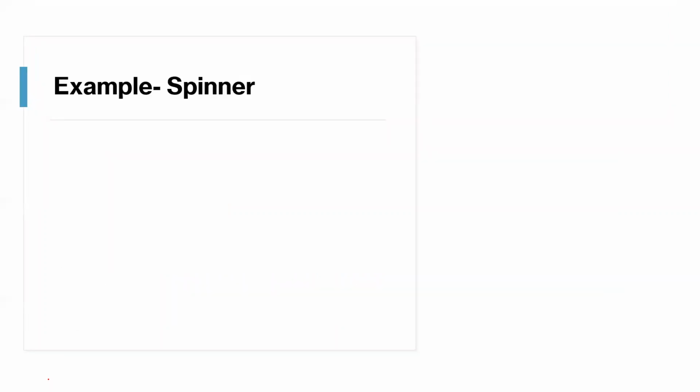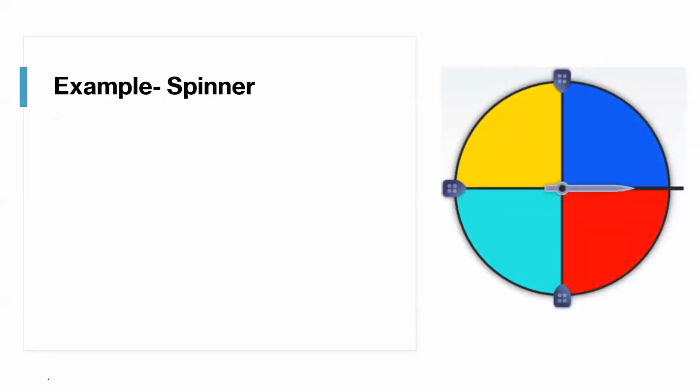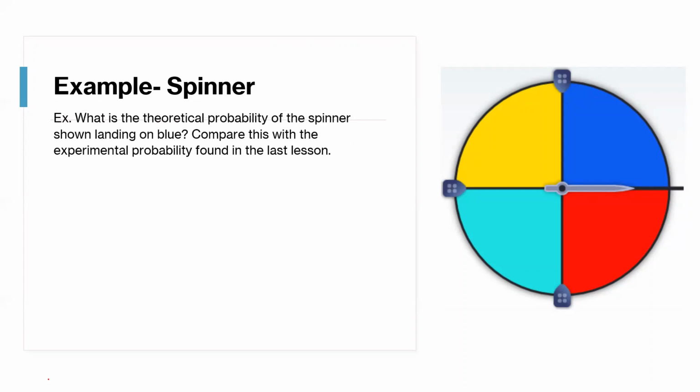So let's look at an example with the spinner. And actually, we have already seen this example, but I wanted to revisit it from a different point of view. In the previous example, from the last lesson, we were looking at the experimental probability of this spinner landing on blue. Now we're looking at the theoretical probability of it landing on blue.